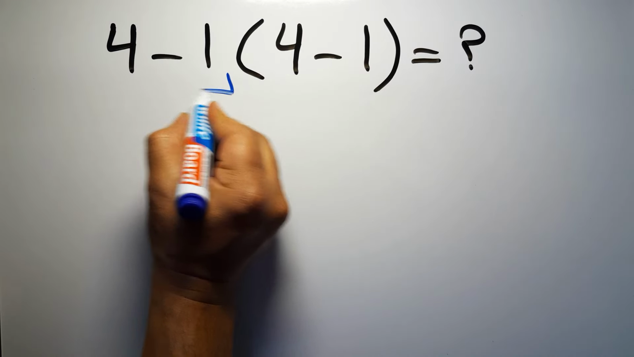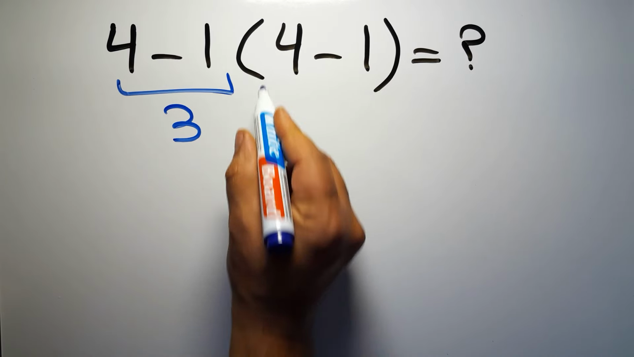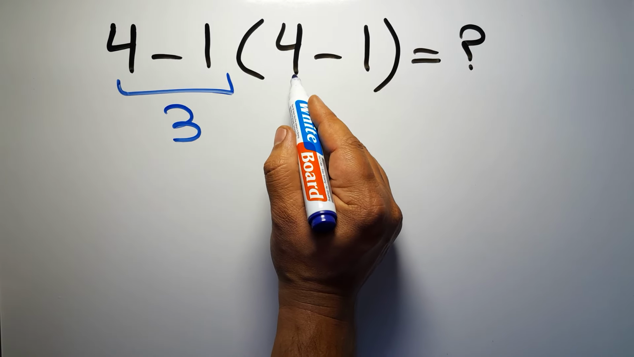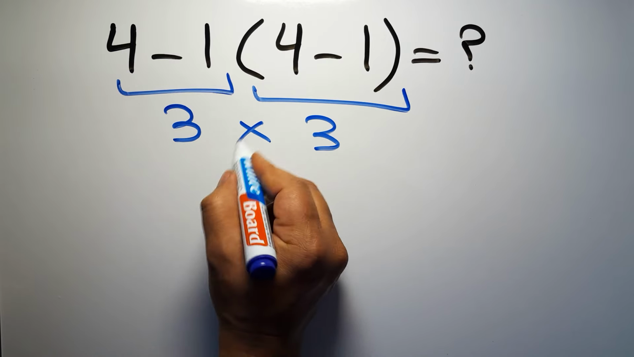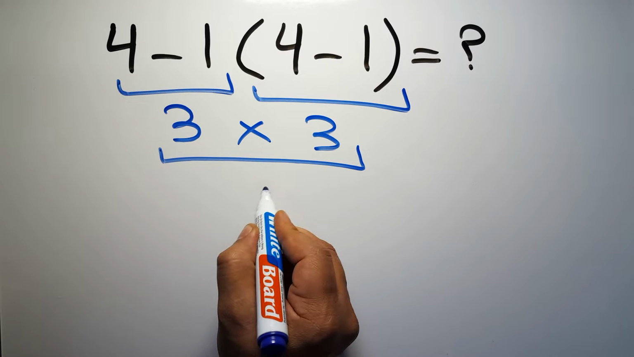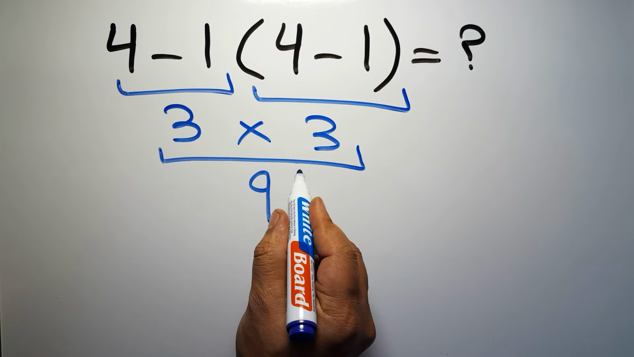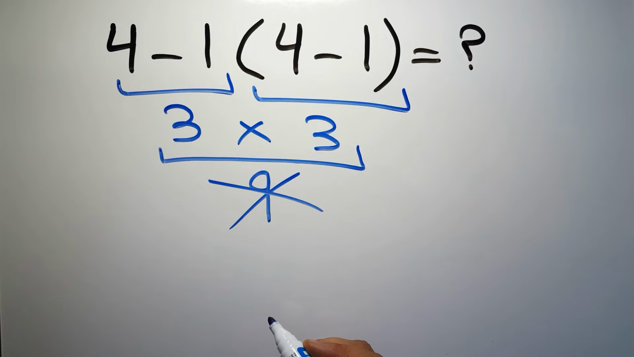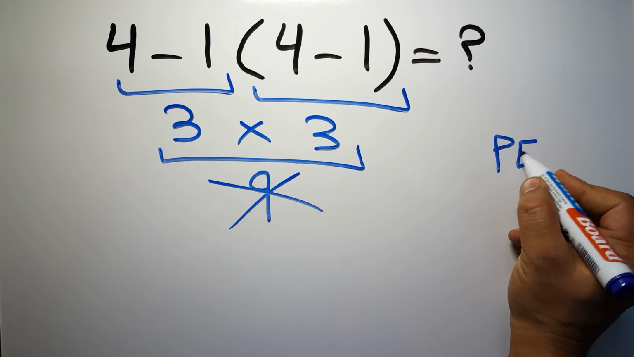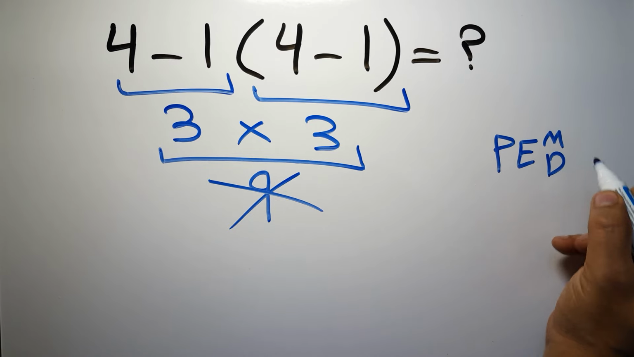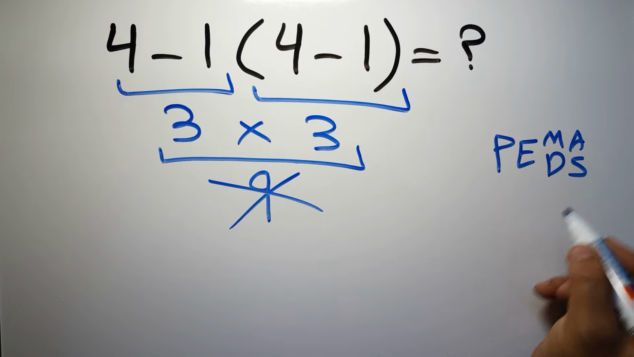4 minus 1 equals 3. And again here inside this parenthesis we have 4 minus 1. So 3 times 3, which equals 9. But this answer is not correct, because according to the order of operations, first we have to do parentheses, then exponents, then multiplication or division, and then finally addition or subtraction.